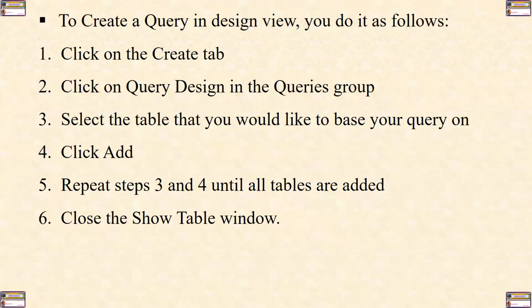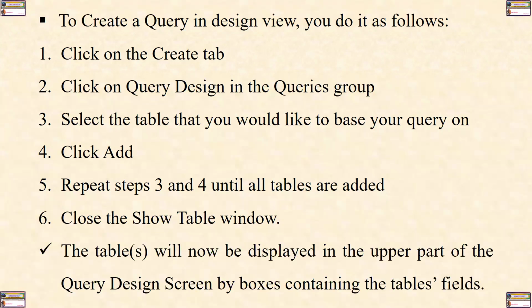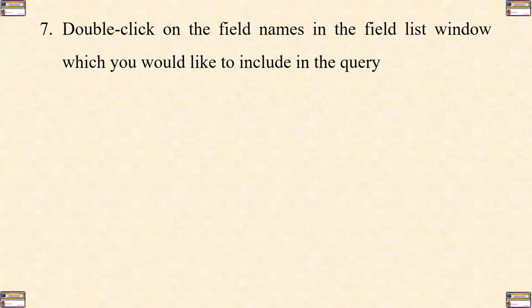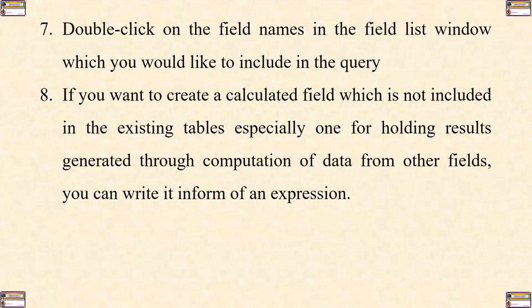Number 6, you close the Show Table window. Once you have done that, all the tables that you have added will now be displayed in the upper part of the Query Design screen by boxes containing the tables' fields. Number 7, you double-click on the field names in the field list window which you would like to include in the query.